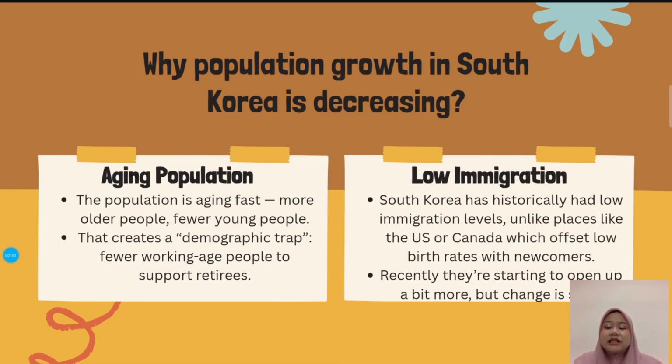Third, it's about the aging population. The population is aging fast, more older people but fewer young people. That creates a demographic trap, fewer working age people to support retirees. Lastly, low immigration. South Korea has historically had low immigration levels, unlike places like the US or Canada, which offset low birth rates with newcomers.